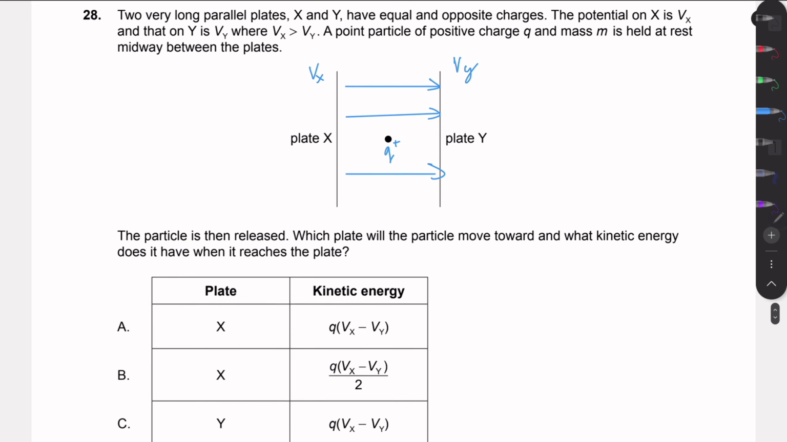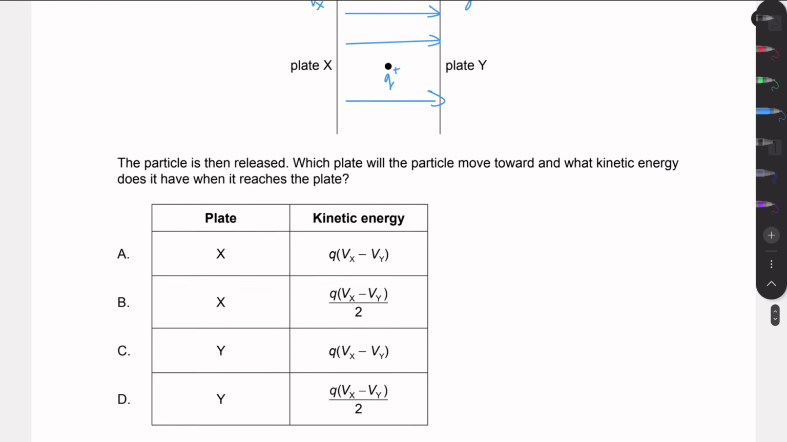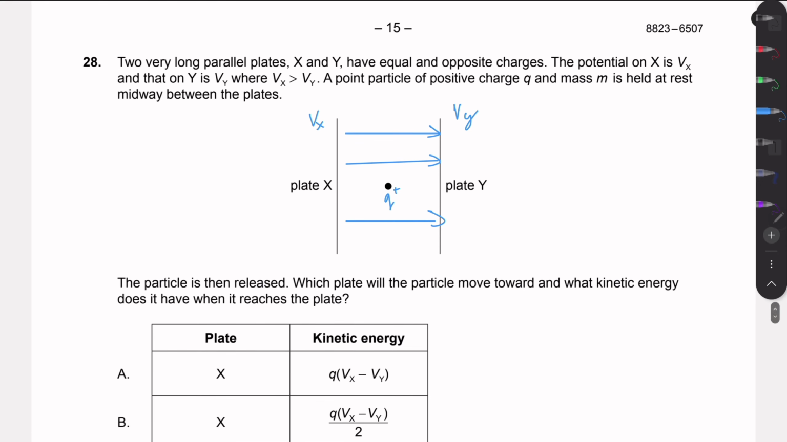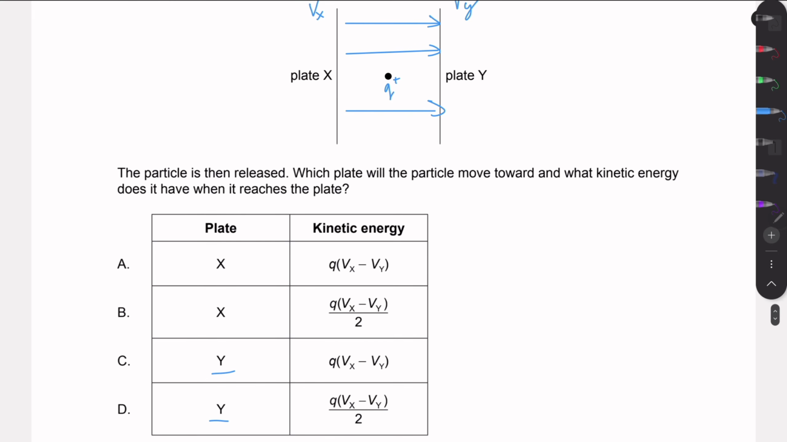So we know that it's going to move towards plate Y, as these lines always show us the direction a positive point charge would move. Here we have a positive charge, so that's the direction it will move. Now we just need to see the kinetic energy.